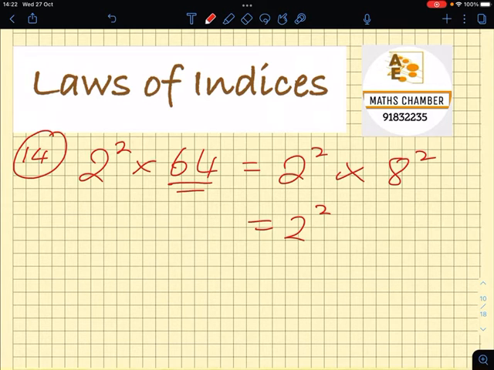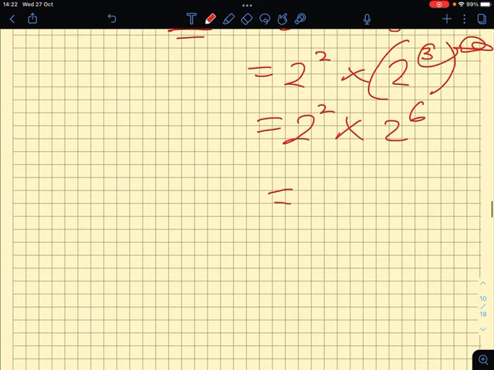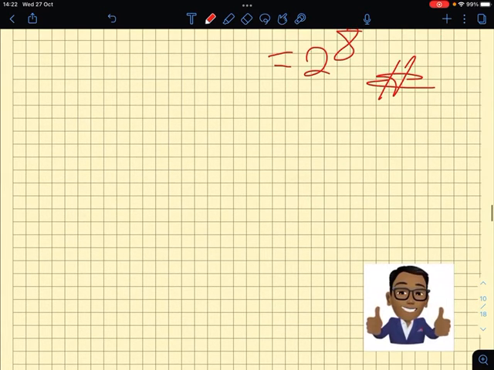8 is very easy, right? 2 cube, right? Then the square you put back. So this will be 2 square times 2 to the power 3 times 2, 6, right? So that will be giving you 2 to the power 8. Simple. Okay, number 15.